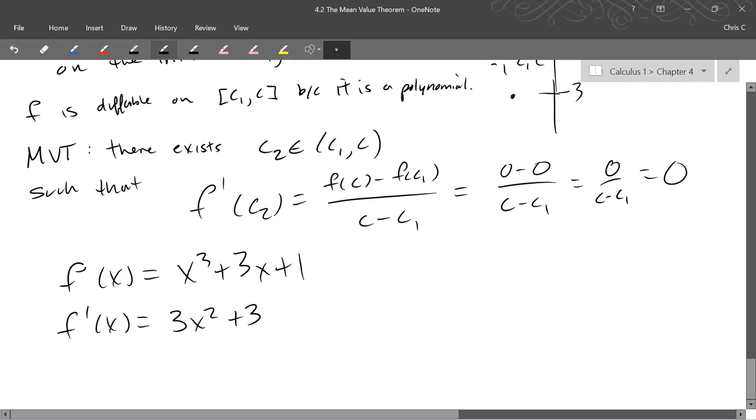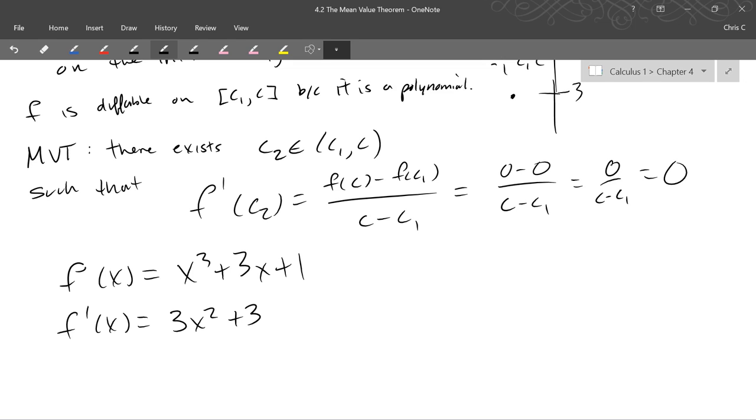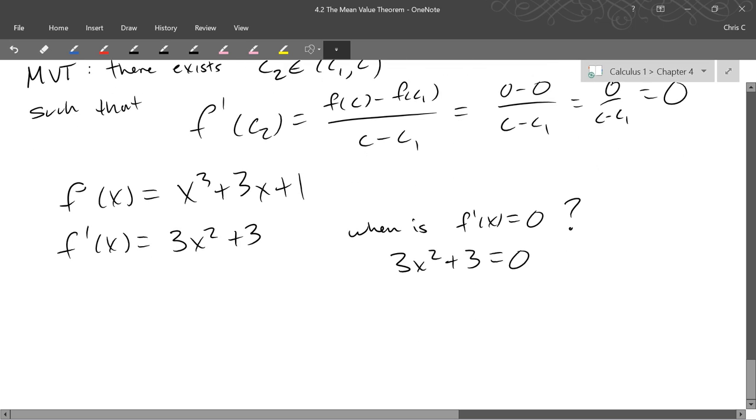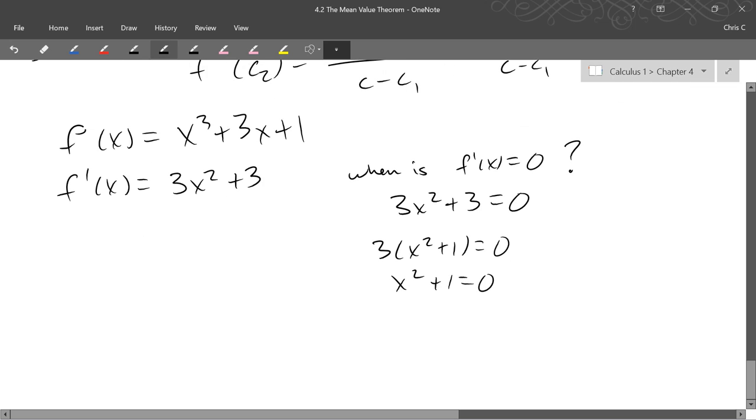All right, so it's easy to take the derivative. The question is, when is f prime of x equal to 0? What type of solution do we have here? We could factor, using the zero product property. 3 is not going to equal 0.